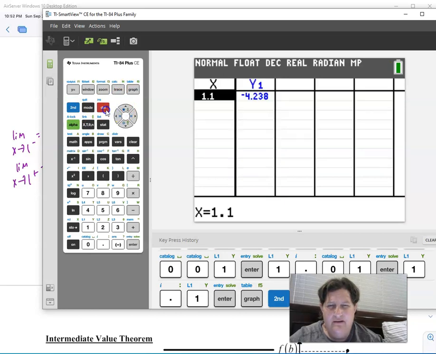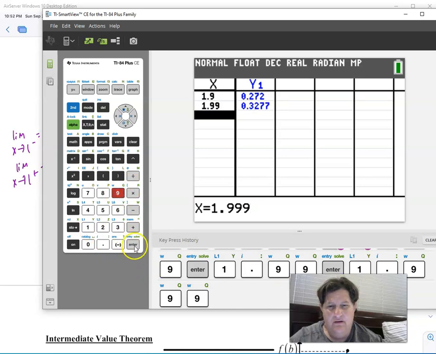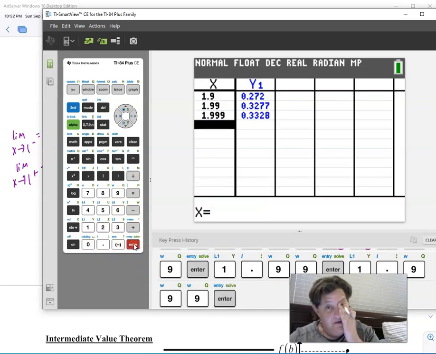Okay, so let's go back to my table. Now we're going to find the limit as I get close to 2. So it wants me to do 1.9, 1.99, and then 1.999. Okay, and so I get 0.272.